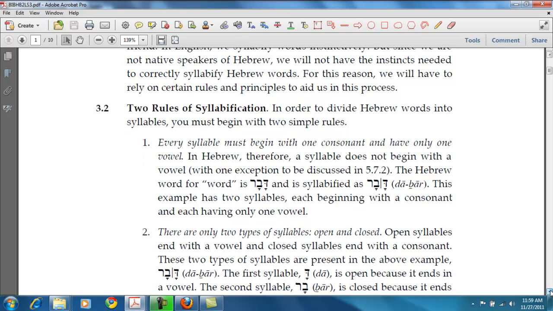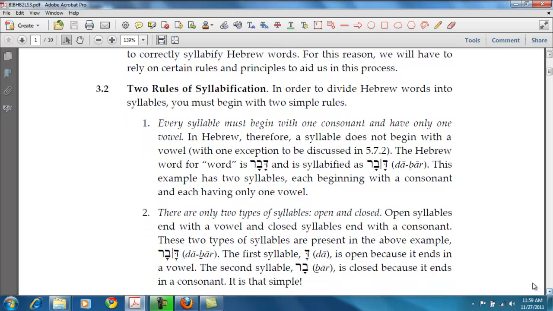The first rule, and these are fairly simple: every syllable must begin with one consonant and have only one vowel. So in Hebrew, a syllable does not begin with a vowel. Of course, there's an exception, but that's a conjunction. But if you look in the Hebrew lexicon, there are no words that begin with a vowel.